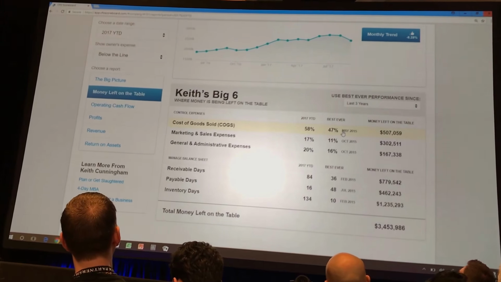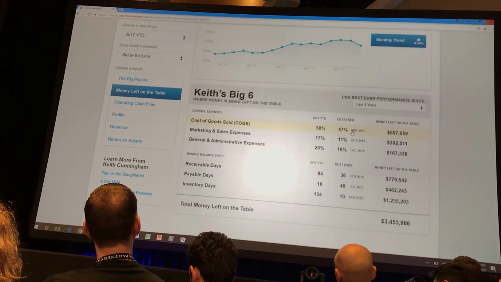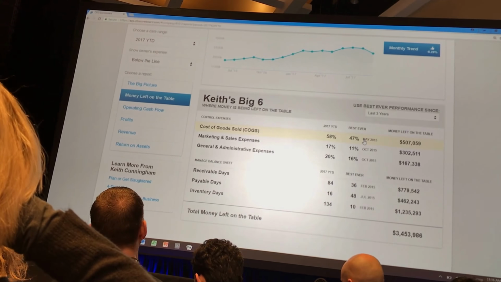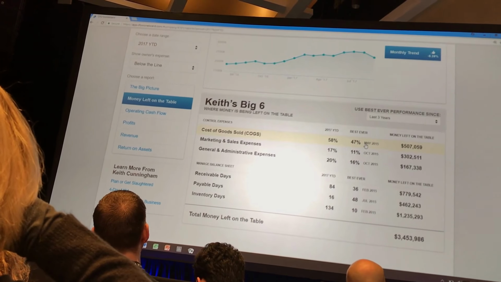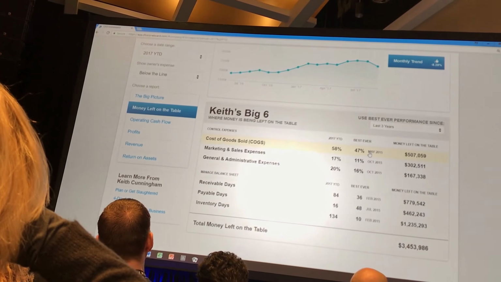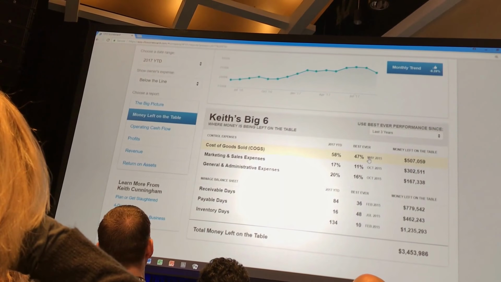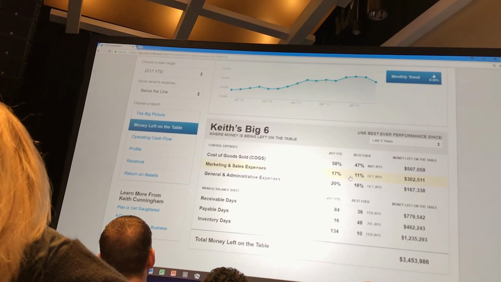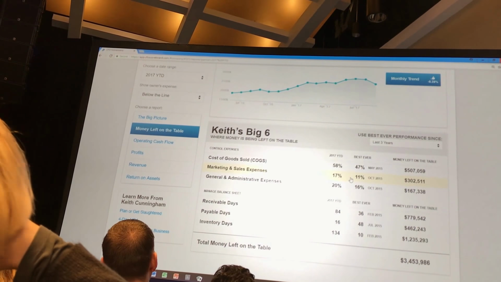I happen to believe that if you're going to benchmark, let's benchmark off of your best ever, not some hypothetical gold standard that somebody dreamed up. It's your business in your market with you in management. What's the best ever that you've done? And my question for you is, if you did it before, why can't you do it again?